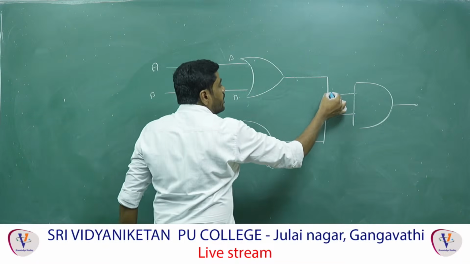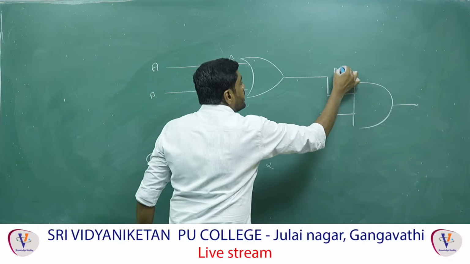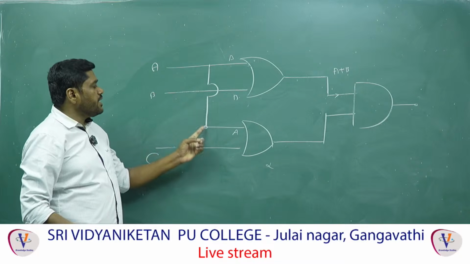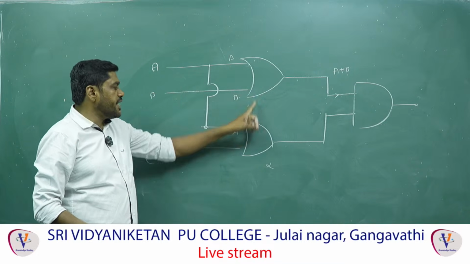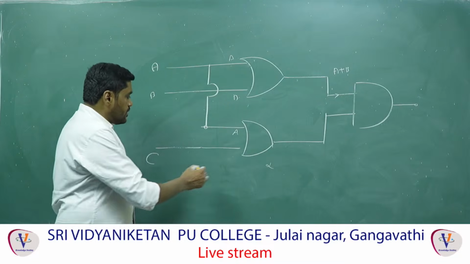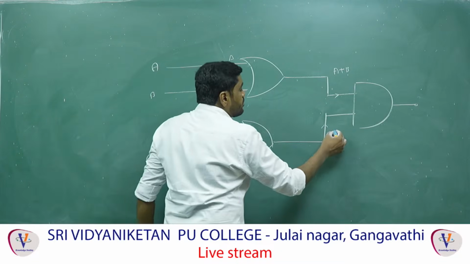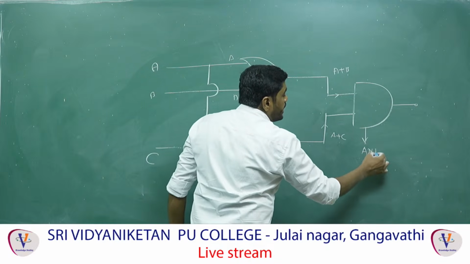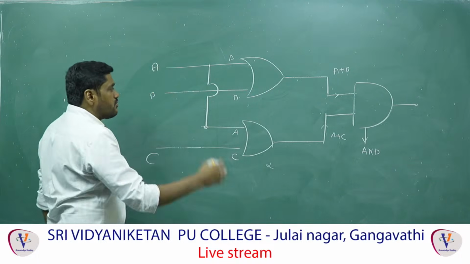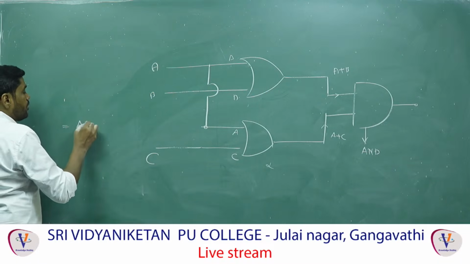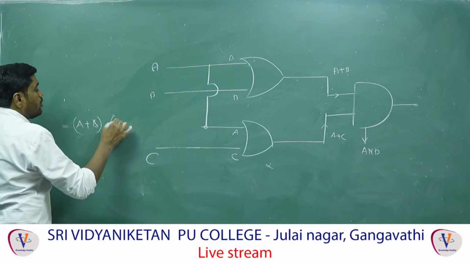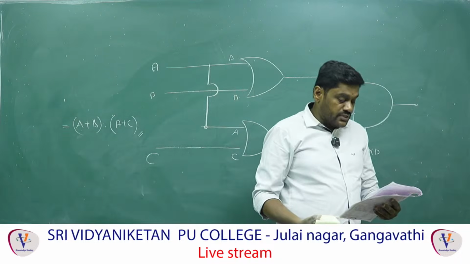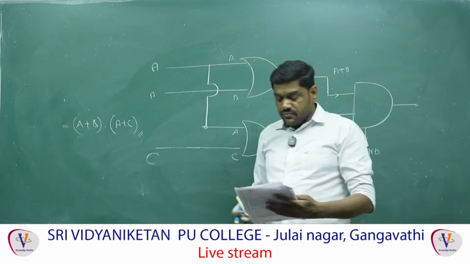So after coming here, this input becomes A plus B only, because this is the OR gate. And input A is common for both gates. For this gate, again this is the OR gate, and this is C, and A plus C. Here the input is A plus C. And again this is an AND gate. So AND gate operates multiplication. Therefore, the final answer is equal to A plus B times A plus C. A simple question, very simple only, direct you can take the second option. So next, 21.